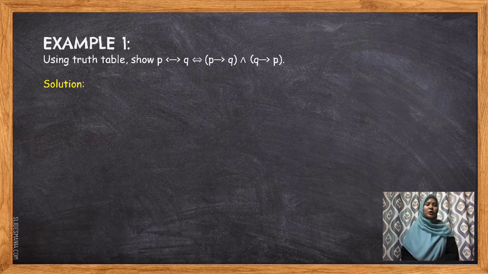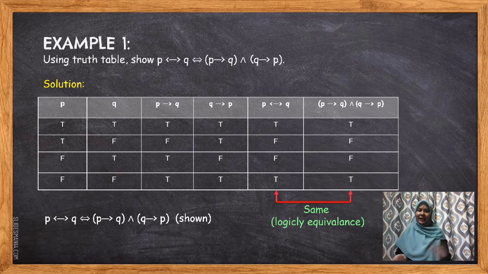Okay, example 1. Using the truth table, show that P if and only if Q is logically equivalent to P implies Q and Q implies P. From the equation, we know that there are two variables, so we need to construct a truth table with 4 rows because 2 to the power of 2 is 4, right? We construct P and Q as usual.